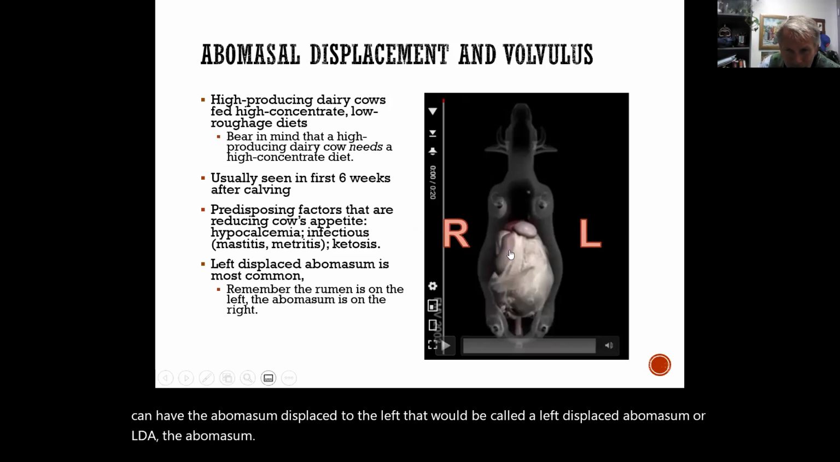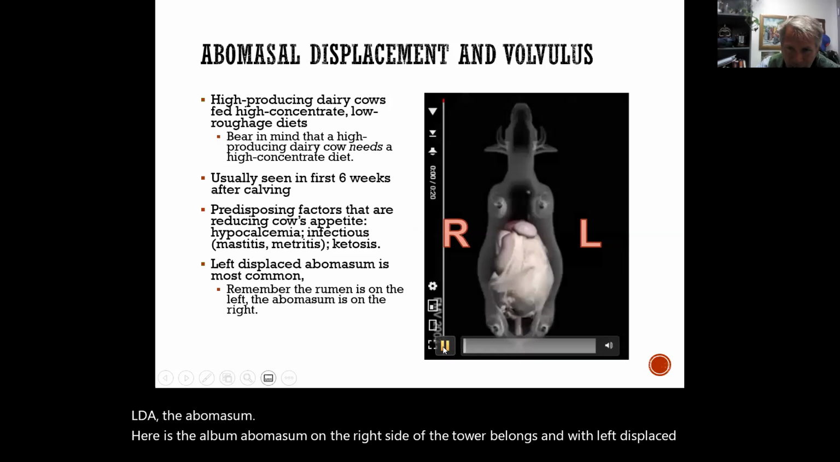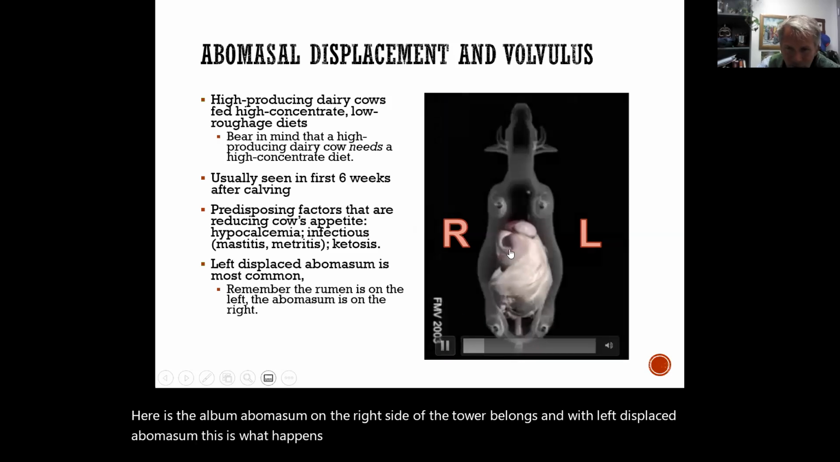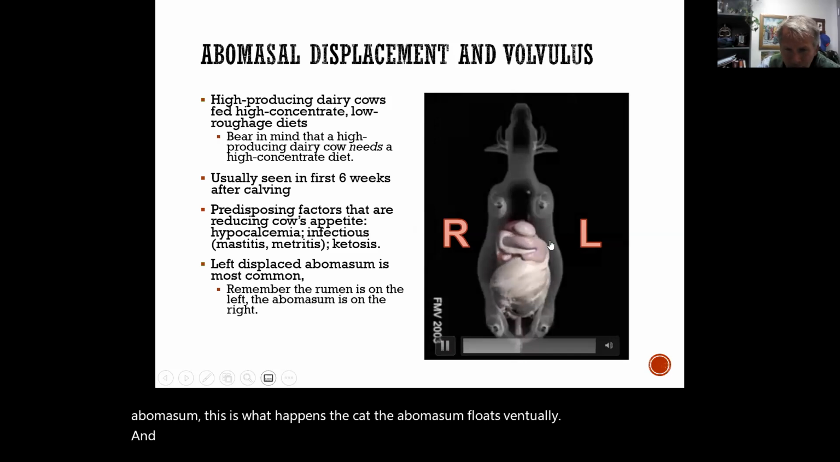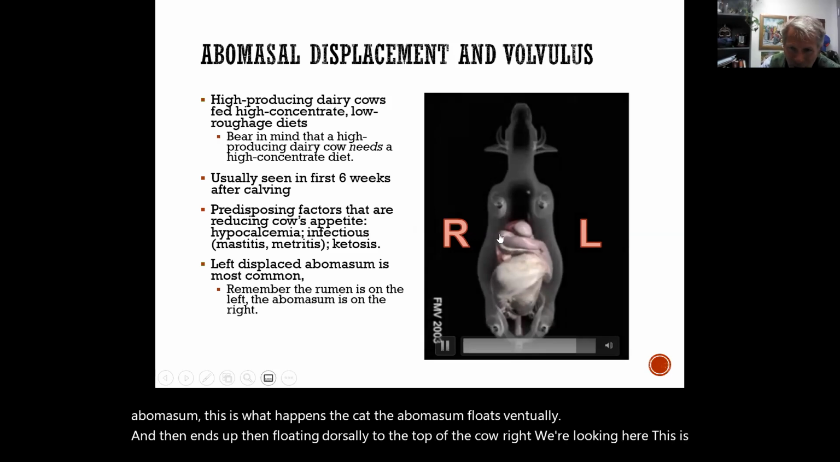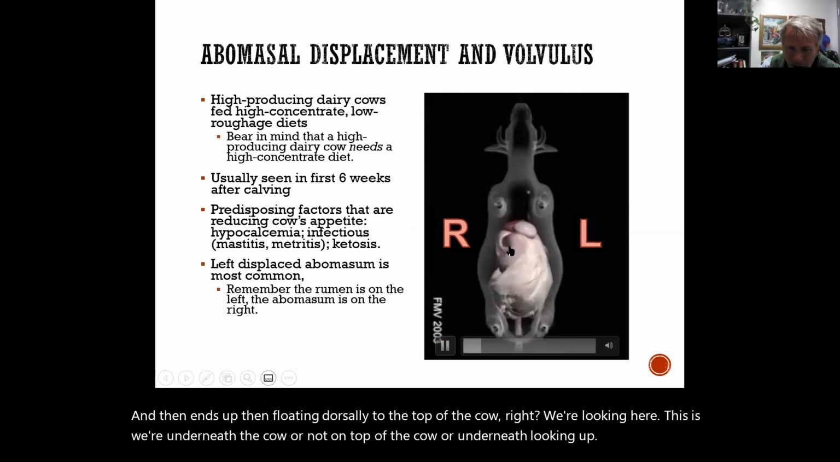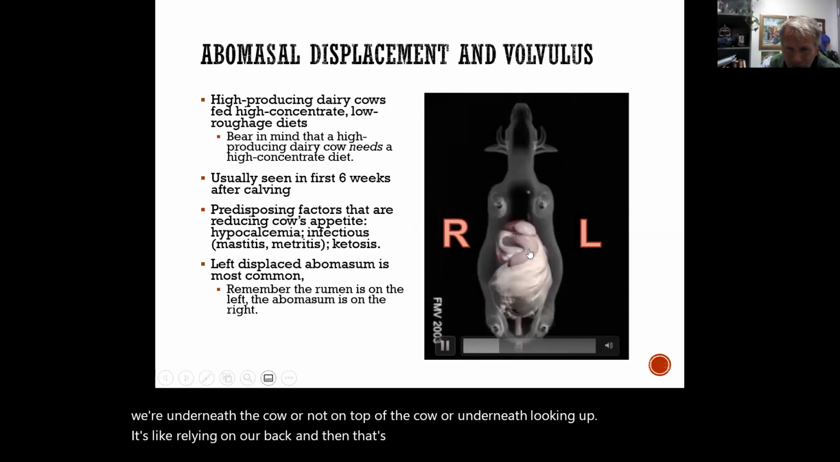Here's the abomasum on the right side of the cow where it belongs. And with left displaced abomasum, this is what happens. The abomasum floats ventrally and then ends up floating dorsally to the top of the cow, right? We're looking here as if we're underneath the cow, not on top of the cow. It's like we're lying on our back, and that's her abomasum getting displaced over here onto her left side.